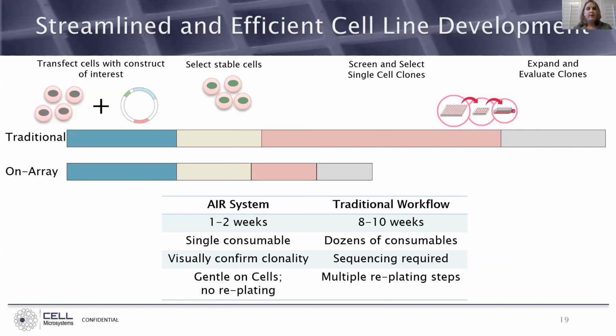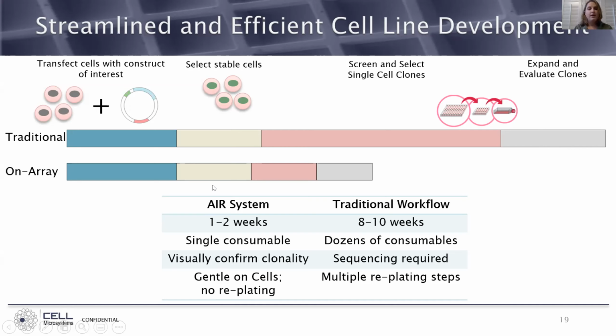So to summarize this, I think it's pretty clear how the AIR system can both streamline and make your cell line development more efficient. In the traditional workflow, this typically takes between 8 to 10 weeks of fairly laborious effort with lots of consumables and a lot of user input. In general, it has to have sequencing in order to confirm clonality and make sure that you actually have the clone that you want. And more importantly, this takes multiple replating steps. It's a lot of user interaction and a lot of stress on the cells, getting serially trypsinized, replated over and over again.